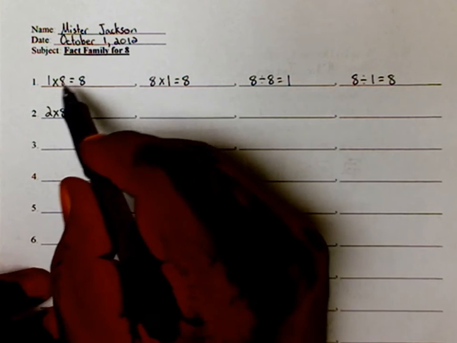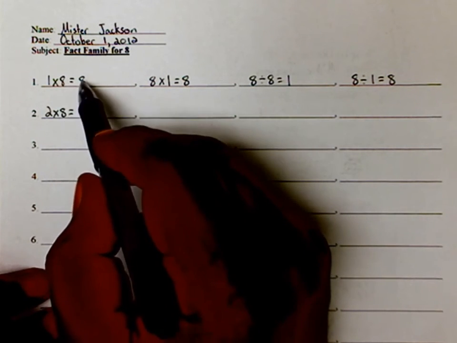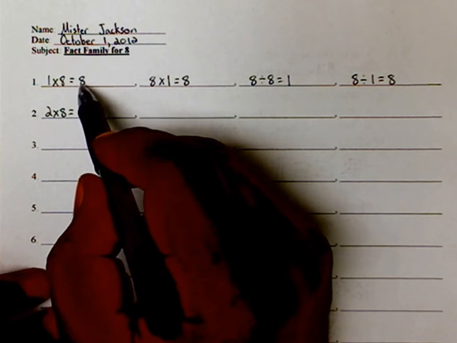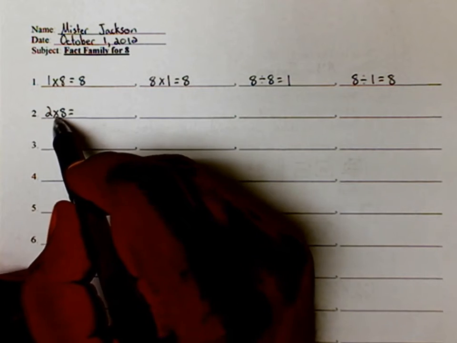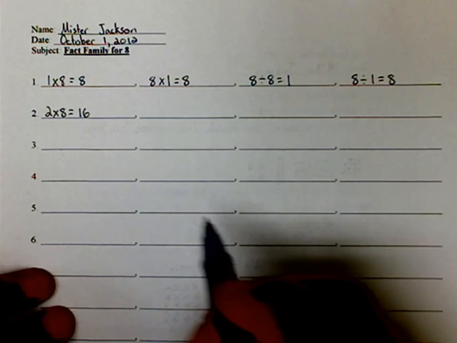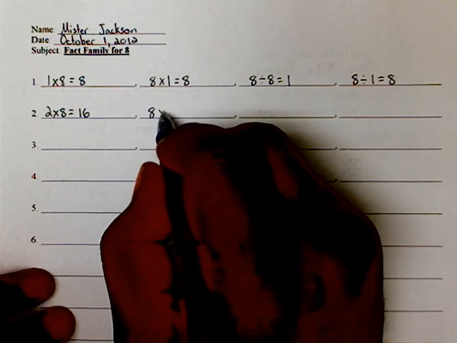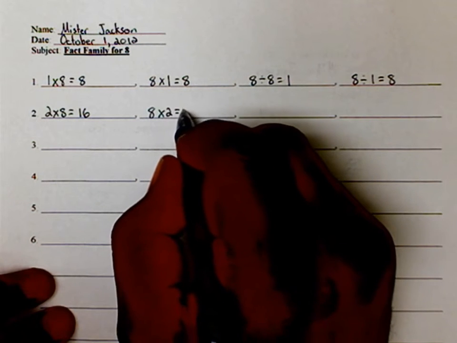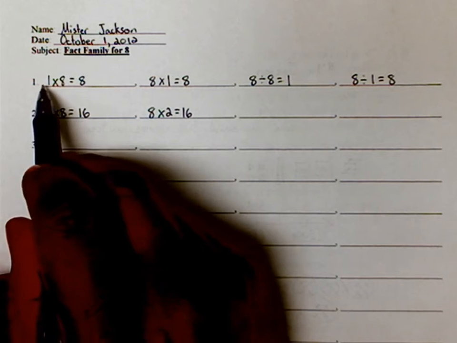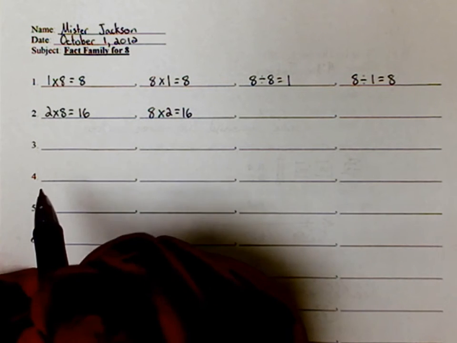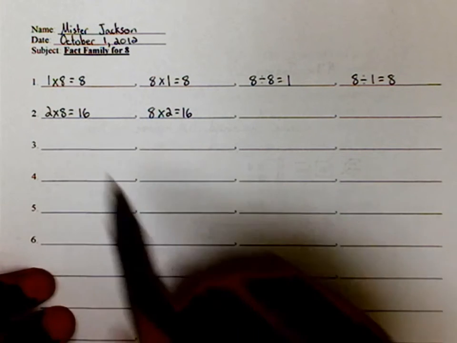Why? Because multiplication is repeated addition. So if you add 8 one time, you'll get 8. But if you add 8 2 times, you will get 8 plus 8, which is 16. And if 2 times 8 equals 16, then 8 times 2 also equals 16. These are your factors. This is your product. These are your factors. This is your product.